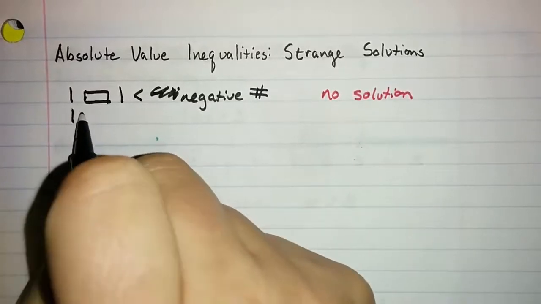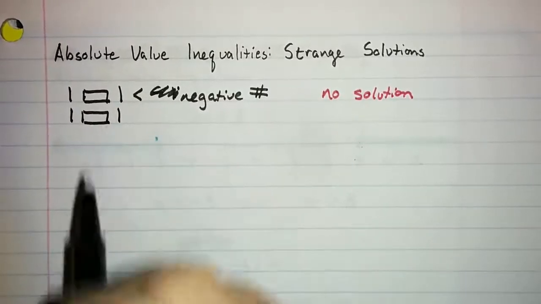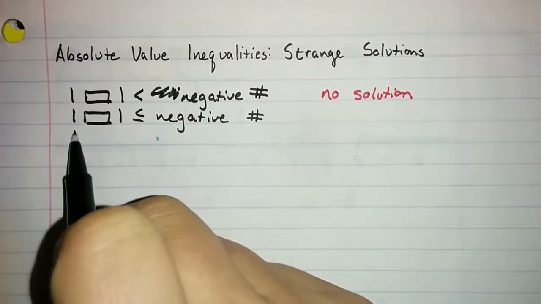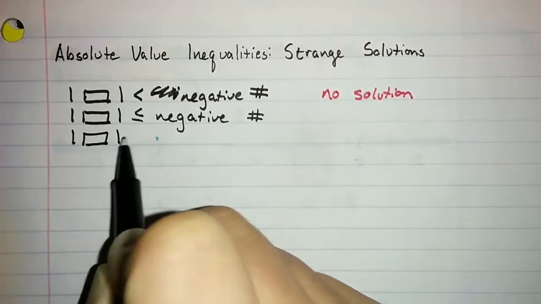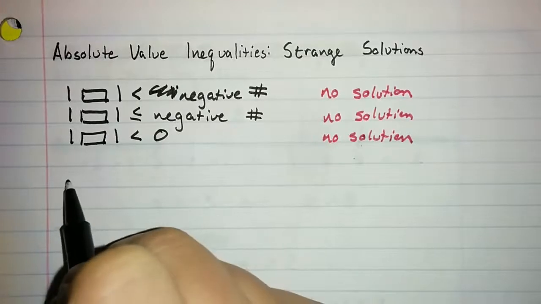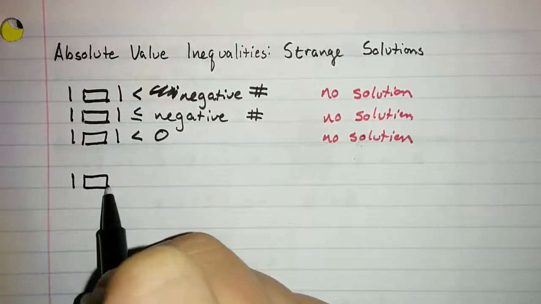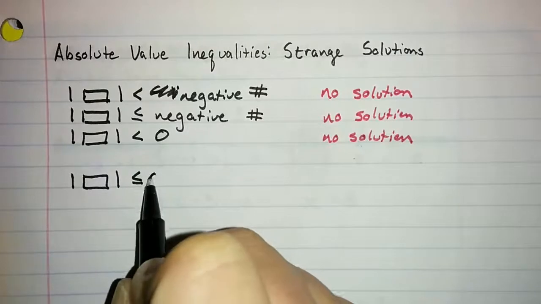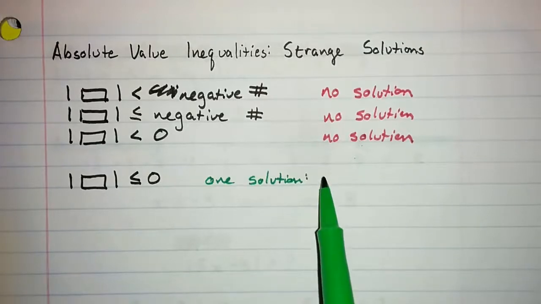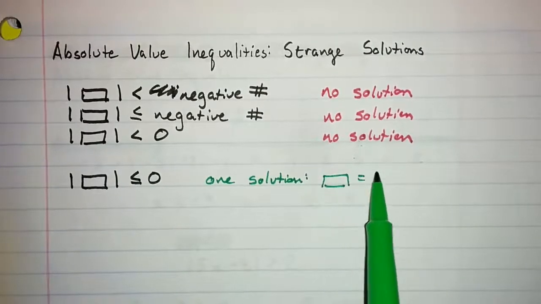Same with an inequality that says an absolute value is less than or equal to a negative number, or an inequality that says that an absolute value is less than zero. Now, if we see an absolute value is less than or equal to zero, well, it's possible to get an absolute value that's equal to zero, isn't it? In this case, we have one solution, and that's where our expression equals zero.